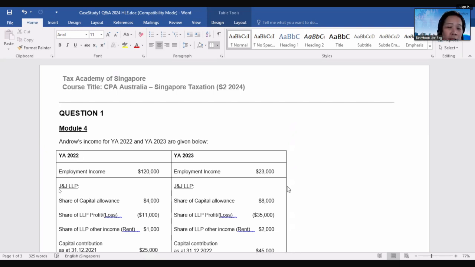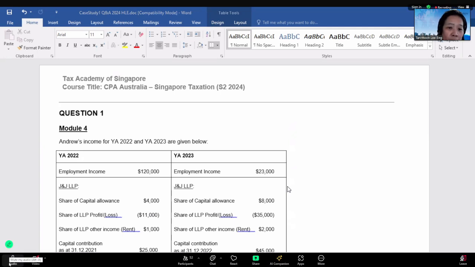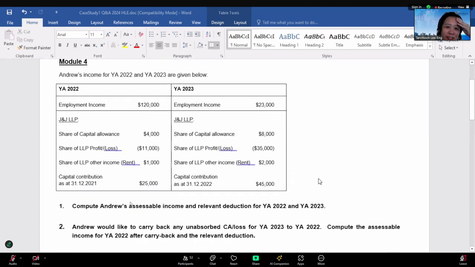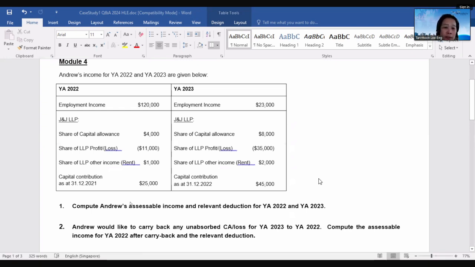Can you see the question? Question 1, Andrew's income for YA2022 and YA2023. I think you all should have the question, but not the answer, right? Yes. Okay, good. Thank you very much. I'll leave it here for a few minutes. Read it up, and then we will go through the answer.